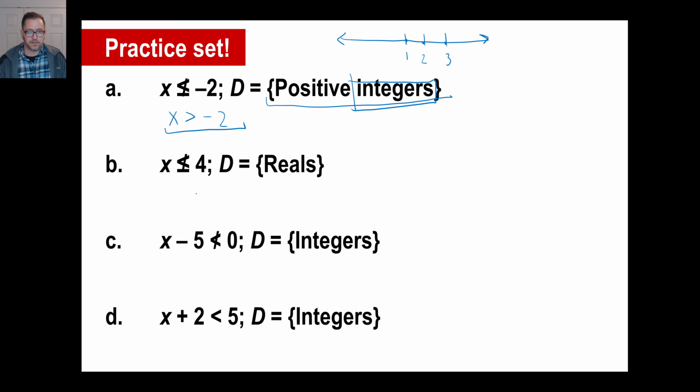Okay, if B is not less than or equal to, let me make doubly sure here. I might have that. Okay, yeah, that's right. Okay, if x is not less than or equal to 4, that means x is greater than 4. And if x is greater than 4, what are we allowed to use? We're allowed to use all real numbers. So real simple number line, there's our 4. It does not include 4, it's only greater than 4. So open circle there, and then everything to the right of 4. Okay, pause it and try C.